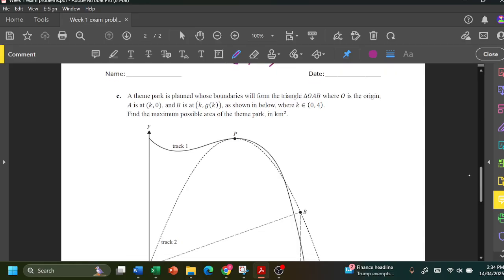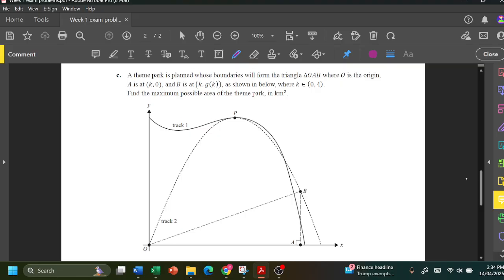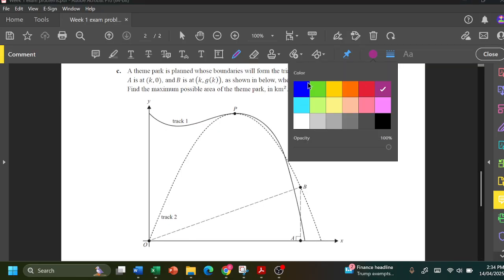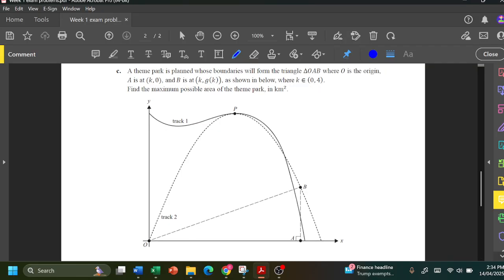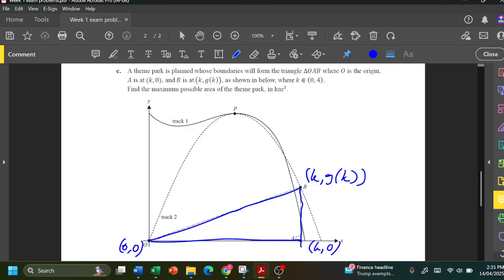Okay, so moving on to the last question here, we have a little bit of context. It says a theme park is planned with boundaries which form a triangle. The triangle goes from O to A to B. So it's this little triangle here in the diagram, right? So that's being given to us. Where O is the origin, so that means that O has the coordinates (0, 0). The point A over here has the coordinates (k, 0). And then the point B has the coordinates of k and whatever g is equal to at the point k.